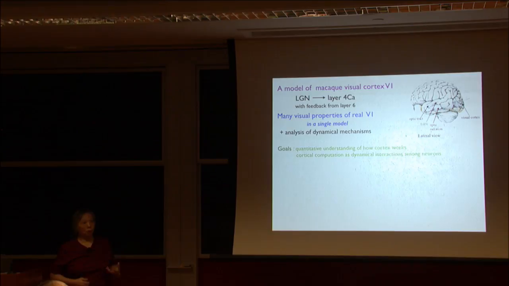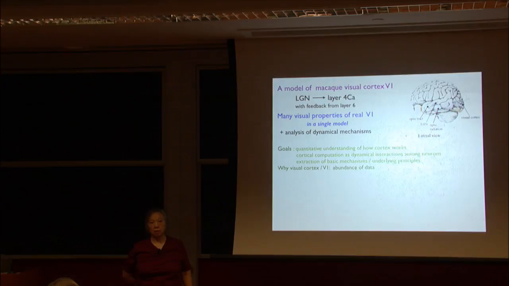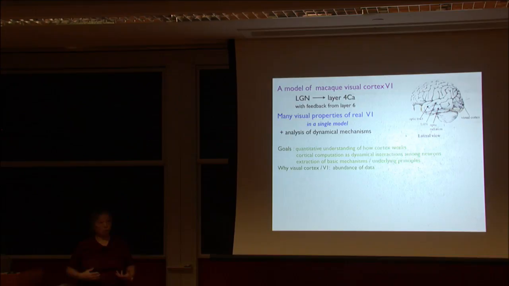Of course, the goal is not really just to mimic the brain. The goal is to try to explain what's going on, if we can. These are the goals of the modeling work. If you wonder why the visual cortex and why this particular part of it, it's because there's a lot of data. This part is very easy to get data for. There's already tons of data that people have collected, which is not the same as knowing what to do with them. So I'd like to try to do something with the data that's been collected.